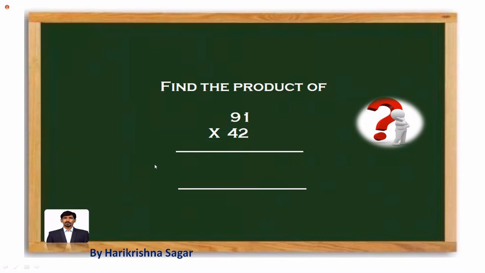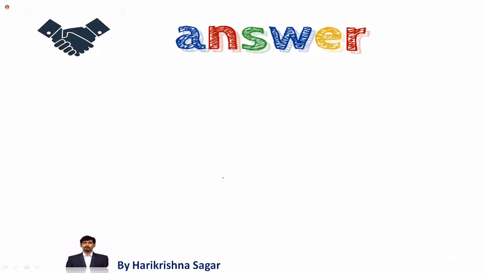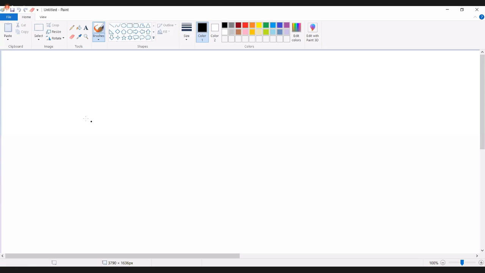So what is 91 into 42? This is one more practice question. But previously we have discussed this question. Can you tell me what is 55 into 55? What is the product of the numbers 55 into 55? So how can we find out the product of the numbers 55 into 55?